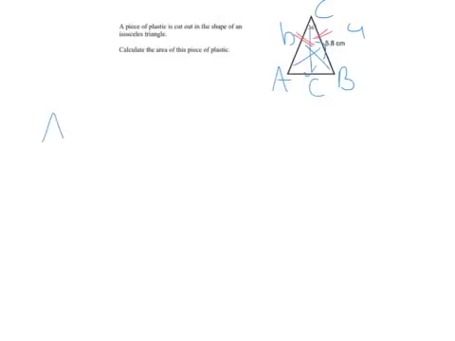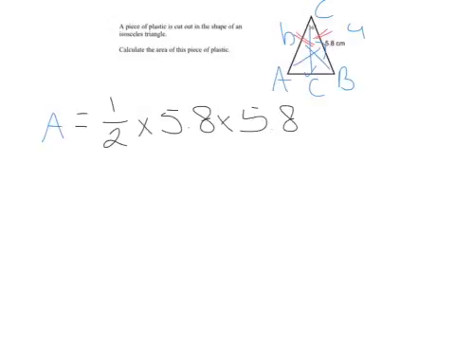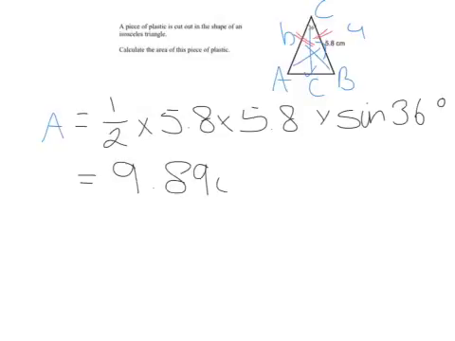So I'm going to have the area equals half times 5.8 times 5.8 times sine 36 degrees. Okay, so half AB sine C, half times 5.8 times 5.8 times sine 36, and that's going to come out with 9.89 squared centimetres, not cubic centimetres, squared centimetres.